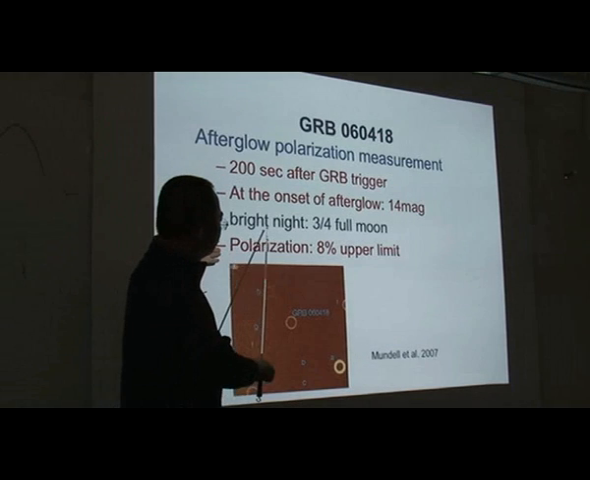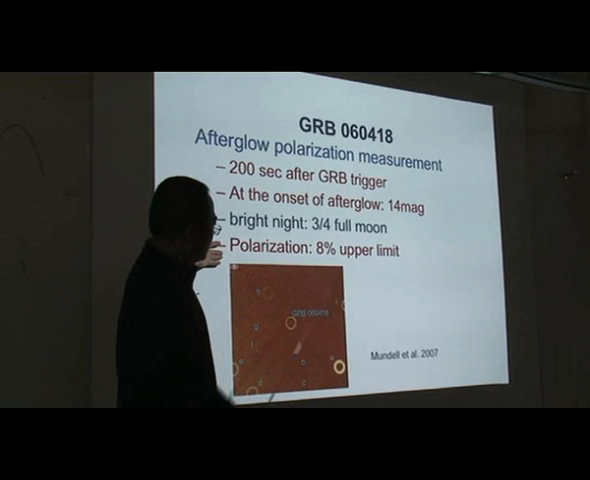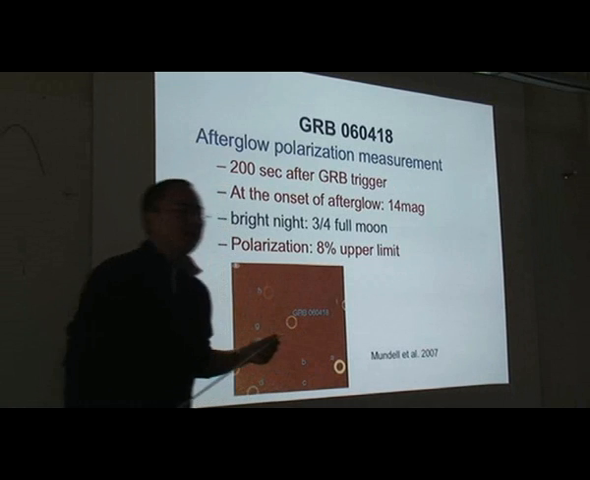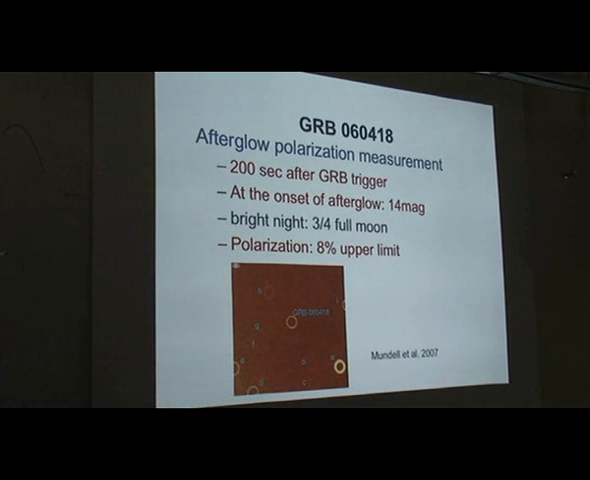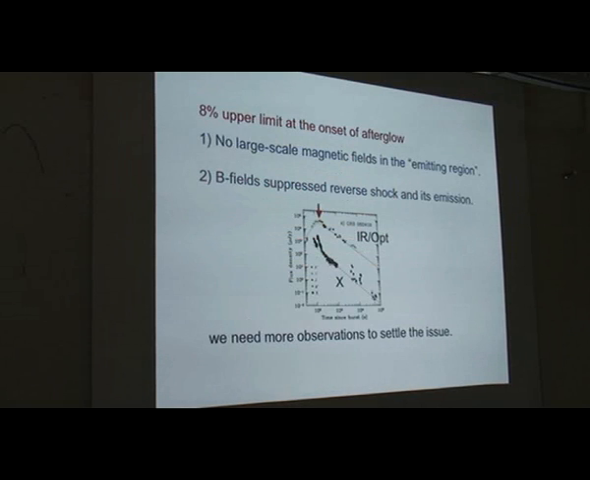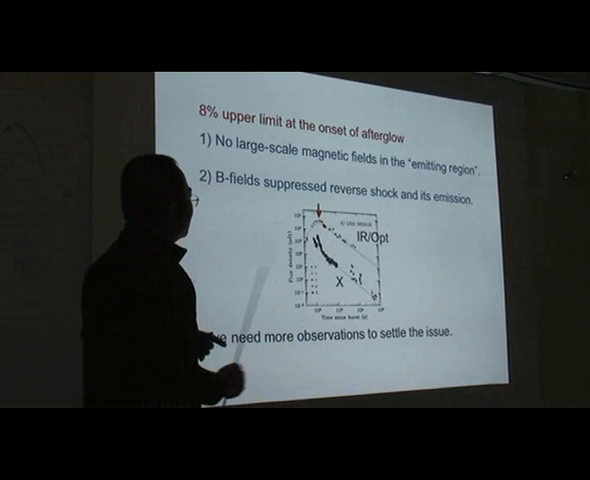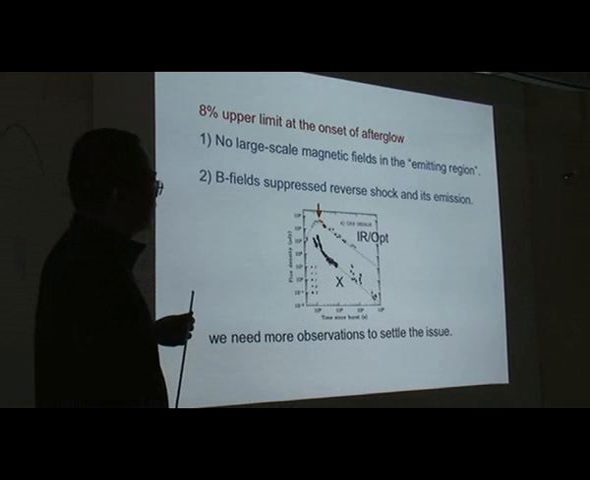Unfortunately, it was a rather bright night, so we got an 8% upper limit. How do we understand this 8% upper limit? One possibility is that if we had a really large ordered magnetic field in the emission region, we would expect much higher polarization. So maybe, let's say, there are no large-scale magnetic fields in the emitting region.